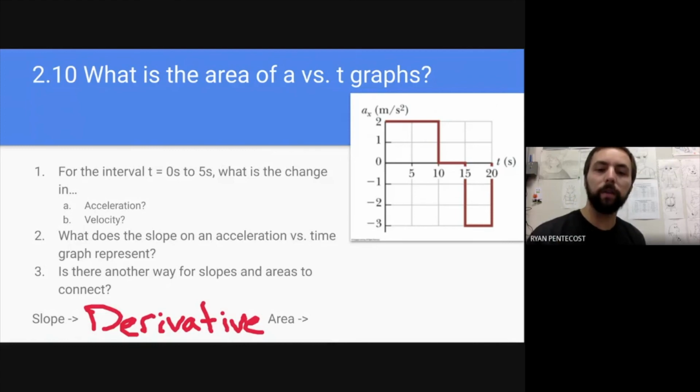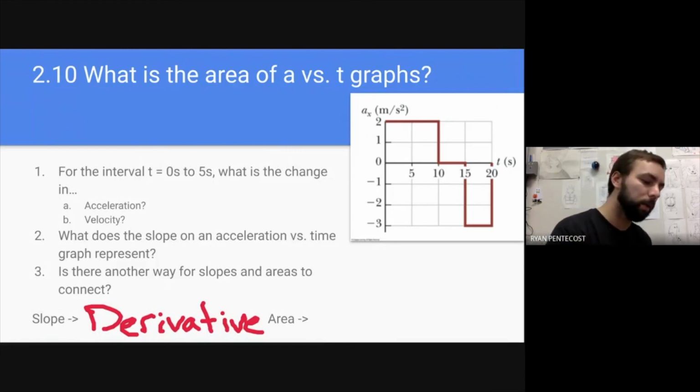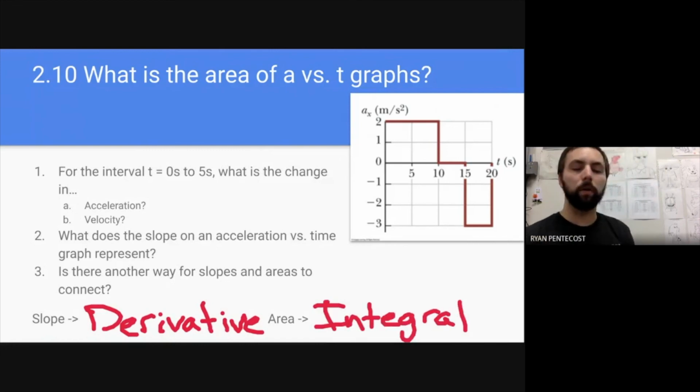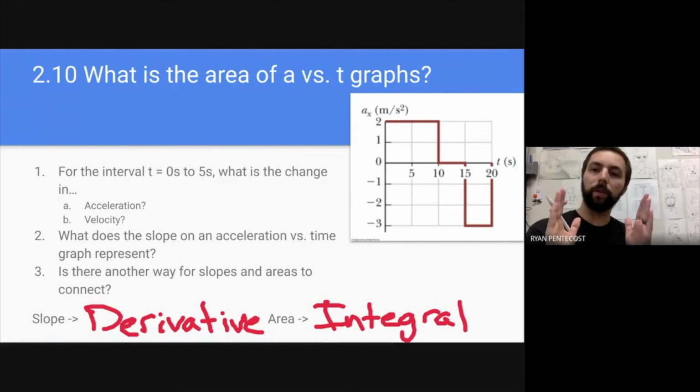Now, if you find the slope of a line across a time interval, you have essentially found the derivative across that time interval. If you find the slope at a certain point, you have essentially taken the derivative, the instantaneous derivative at that point. And then area is an integral. If you take the area under a curve, under a certain time frame, then you have integrated that function across that time frame.